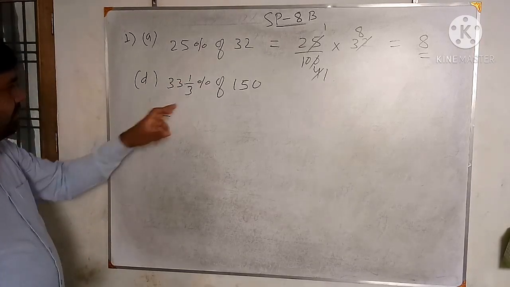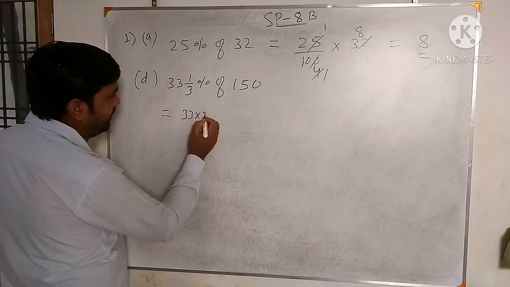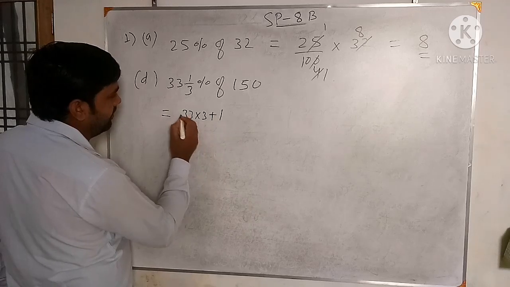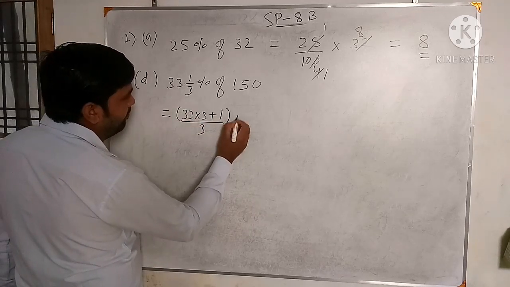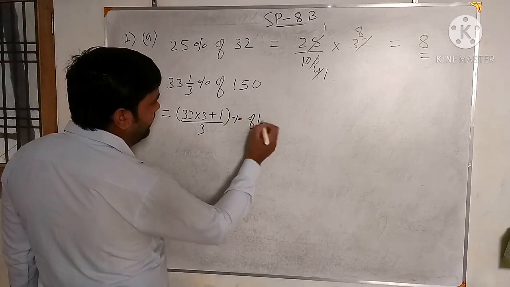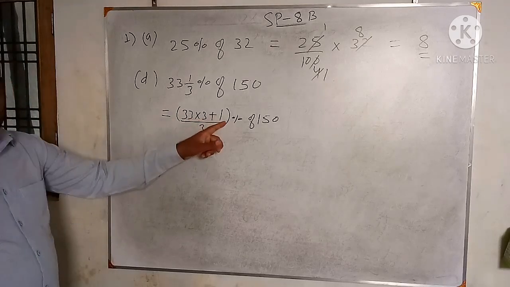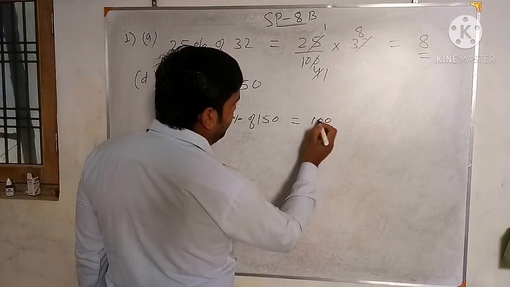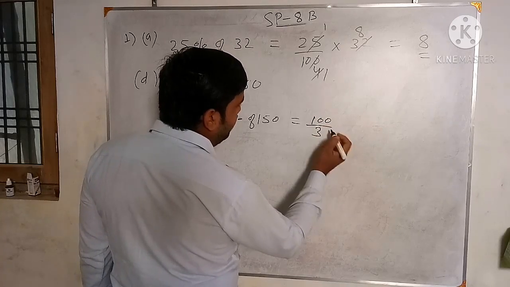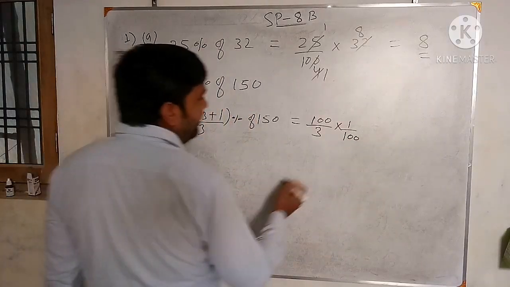33 3s are 99, so 33 into 3 plus 1 is 100, that is 100 by 3% of 150. Percent means 1 by 100.